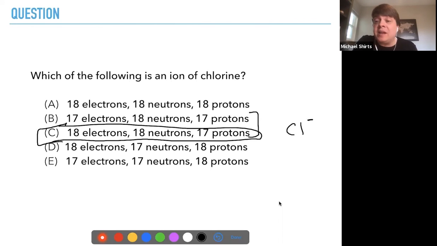All right, so that's the brief segment on atomic structure, which we'll explore a lot more when we talk about quantum theories of the atom.